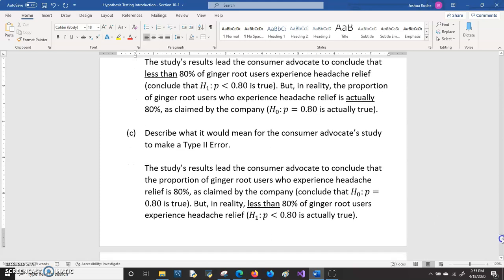So to put that in context, a type 2 error would mean that the study's results lead the consumer advocate to conclude that the proportion of ginger root users who experience headache relief is 80%, just as is claimed by the company. In other words, to conclude that the null hypothesis is true. But in reality, less than 80% of ginger root users experience headache relief. In other words, the reality is that the alternative hypothesis is actually true.